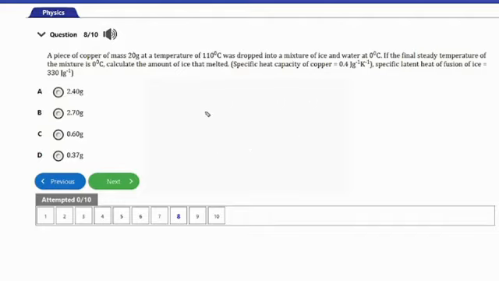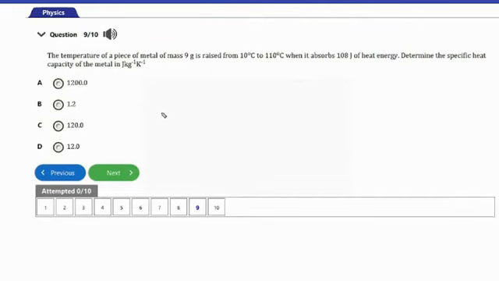Let's go ahead and consider the next question. So that's question number 9 here. It says the temperature of a piece of metal of mass 9 grams is raised from 10 degrees Celsius to 110 degrees Celsius when it absorbs 108 joules of heat energy. Determine its specific heat capacity.